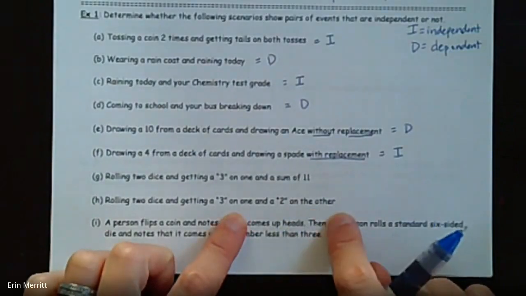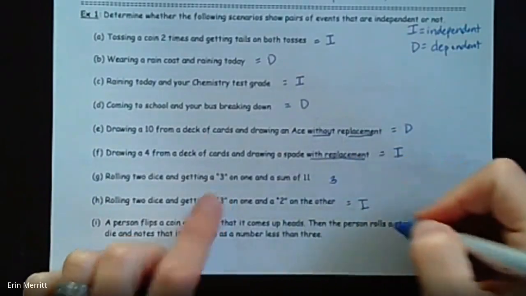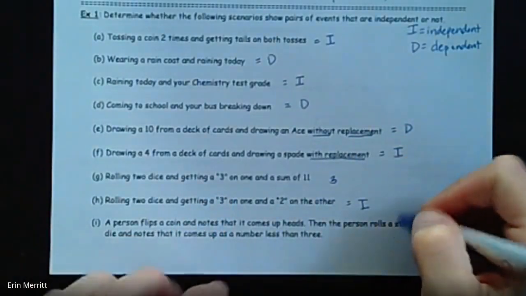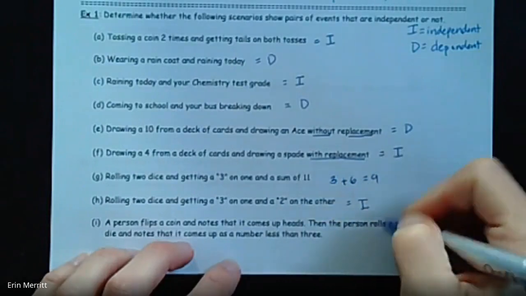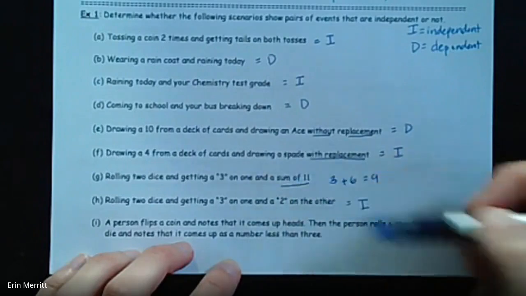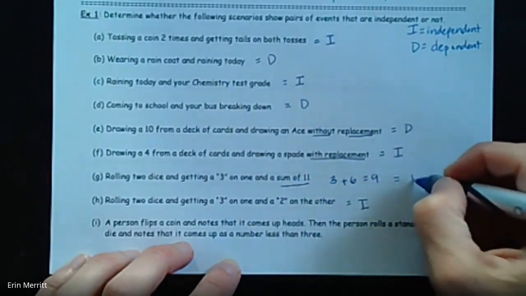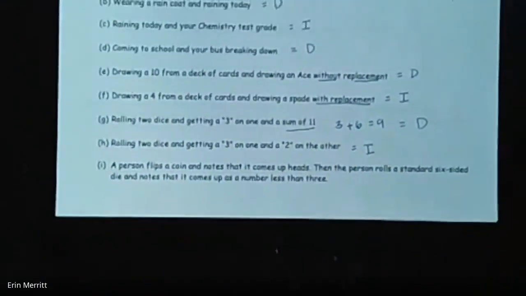Rolling 2 dice and getting a 3 on 1 and a sum of 11. If it had said a 3 on 1 and a 2 on the other, those are completely independent. But let's say you get a 3 on 1. What's the most you can get on any die? Well, 6. So 3 plus 6 is 9. So if you get a 3 on 1, you're not going to be able to even get this sum of 11. Those would be totally dependent events, because it depends on what you get on the 2 as to whether or not you can get that sum. That one's a little tricky.